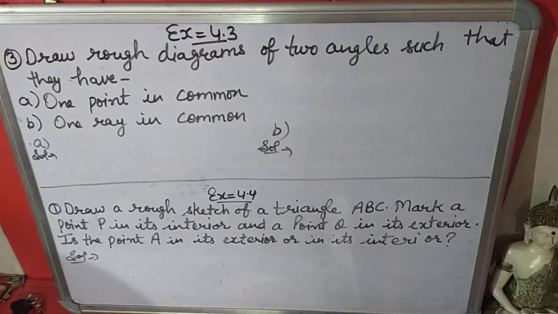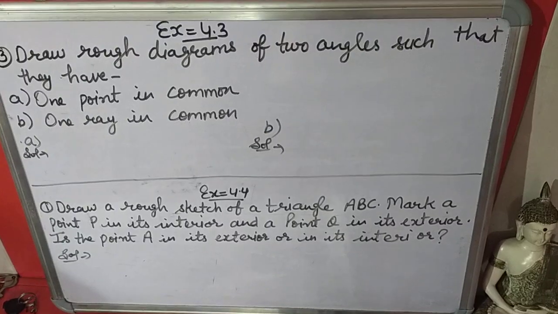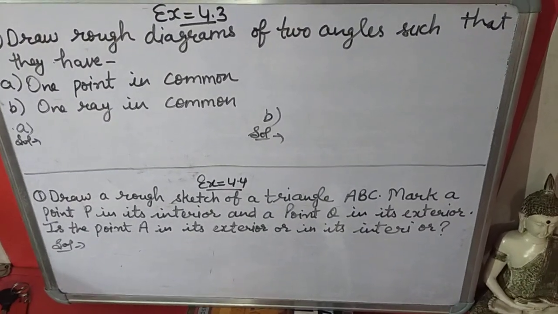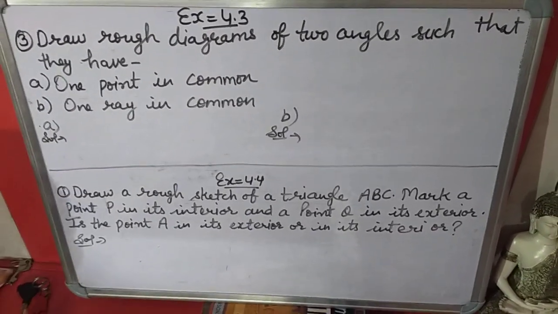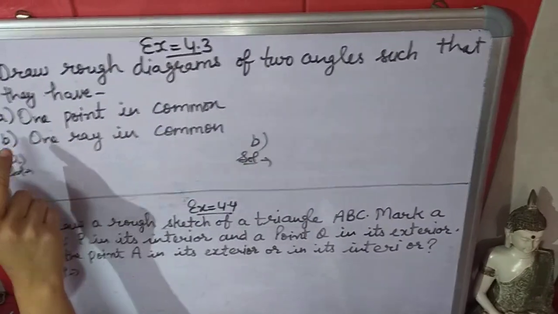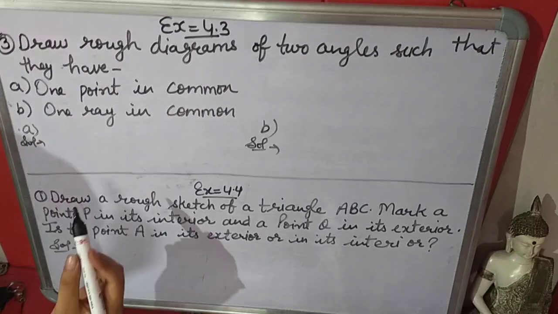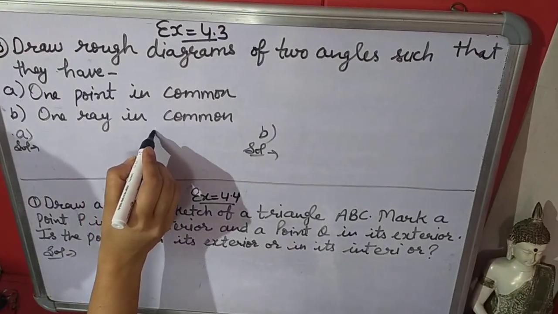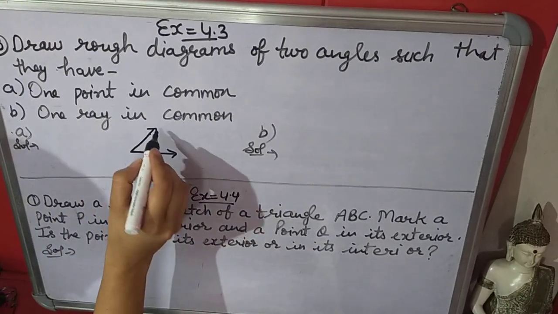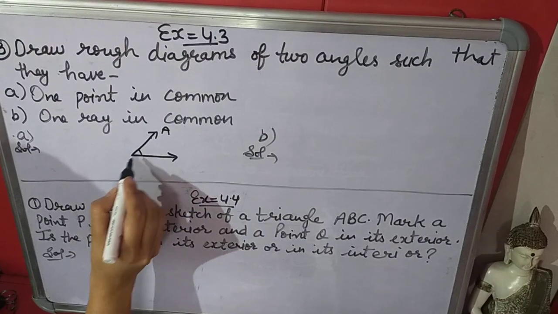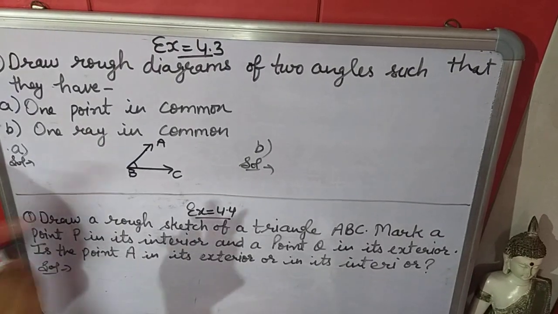Now third question of exercise 4.3. Draw rough diagrams of two angles such that they have one point in common. You read about angles in 5th class, right? So it says you have to draw two angles with one point in common between them. So how will we draw? First of all, I will make one angle like this. This is one angle. I am giving names A, B and C. Now it says draw two angles.